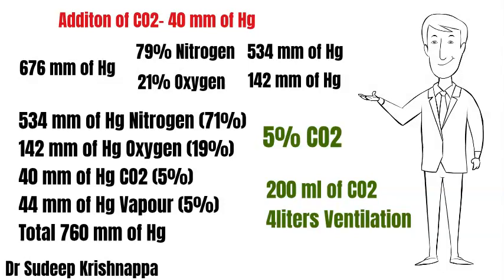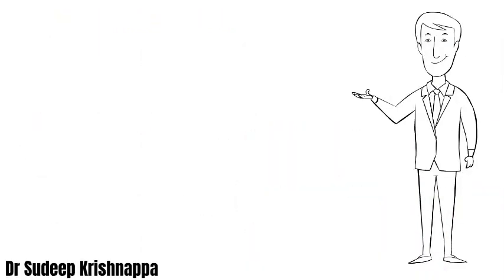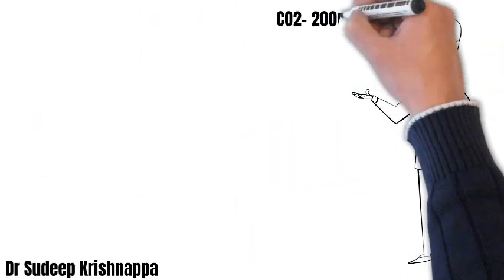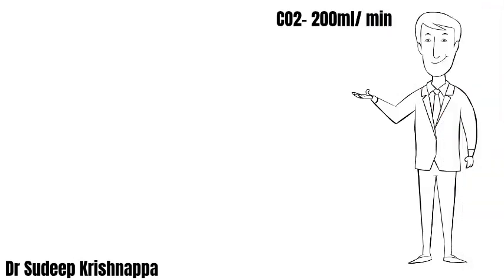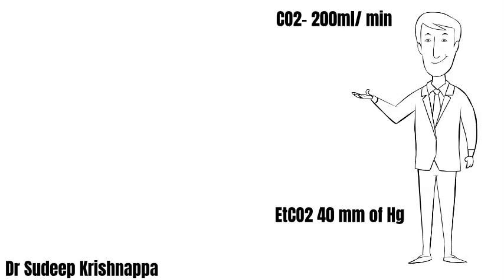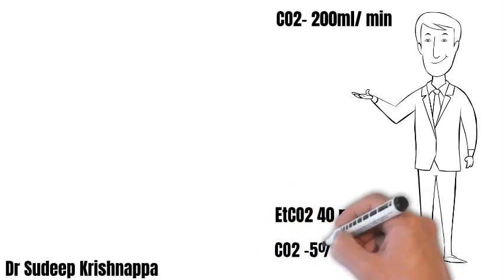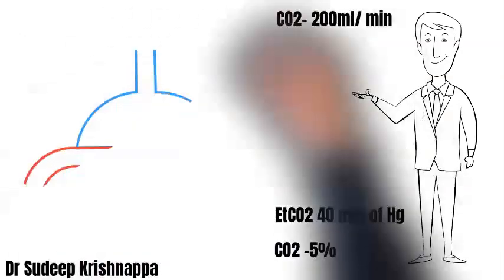Thus, as we saw in the previous slides, in order to eliminate 200 mils of CO2 in a minute as a 5% composition of the exhaled gas, we would need 4 liters of minute ventilation. In order to keep the ventilation perfusion ratio at 1, a matching 4-liter pulmonary blood flow has been assumed.